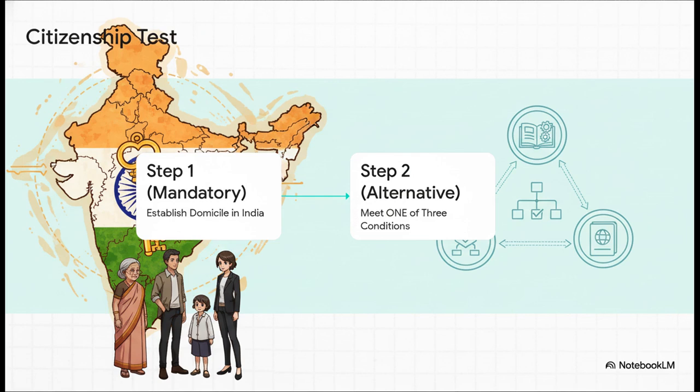So here it is, the test itself. Step 1 is the big one, the absolute must-have. You had to establish domicile in India. That's the gateway. It's non-negotiable. Only if you pass that first hurdle do you even get to look at Step 2. And for Step 2, the good news is you only had to meet one of the three conditions.